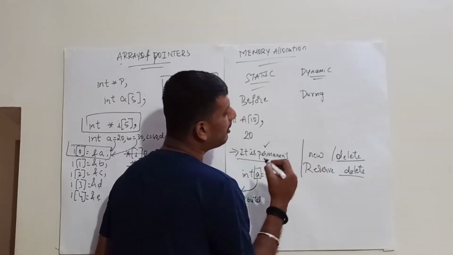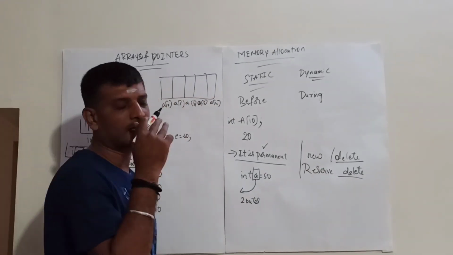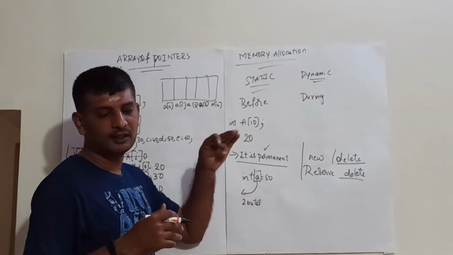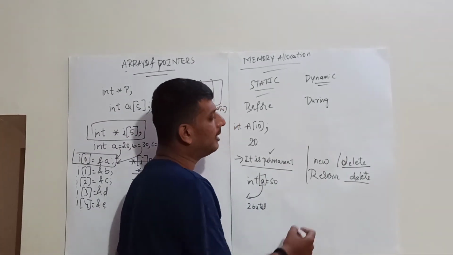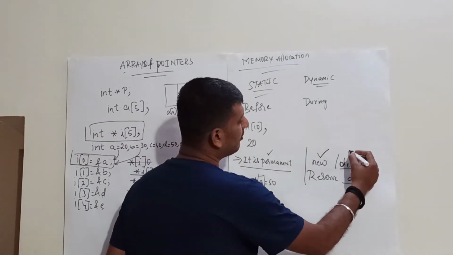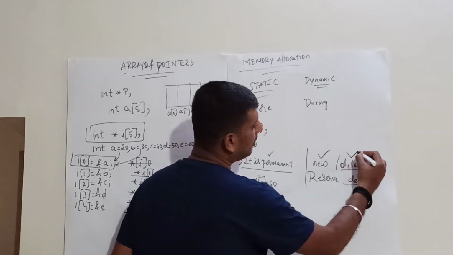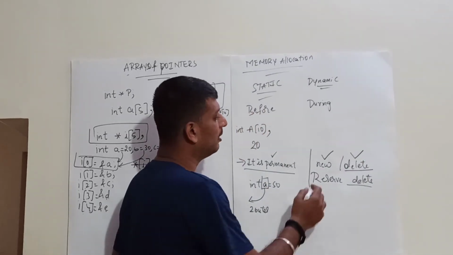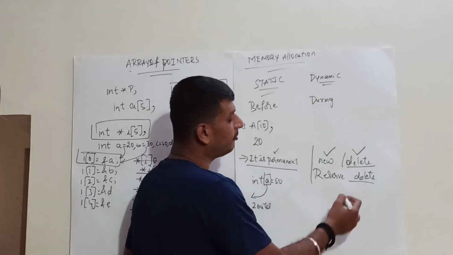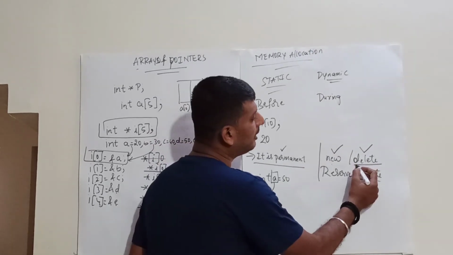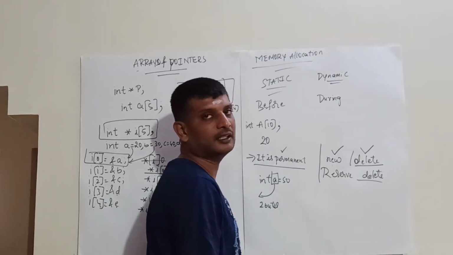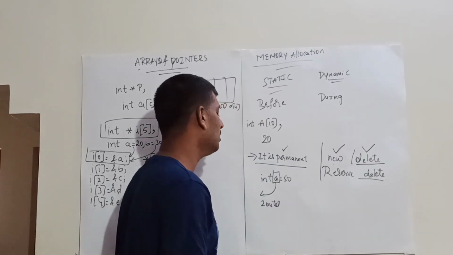Whereas in the dynamic memory allocation, the memory is not allocated permanently. It can be either created or deleted by making use of two functions. One is called new and another is called the delete operator. The new operator or new function is used to allocate the memory, and the delete operator or delete function is used to deallocate the memory.